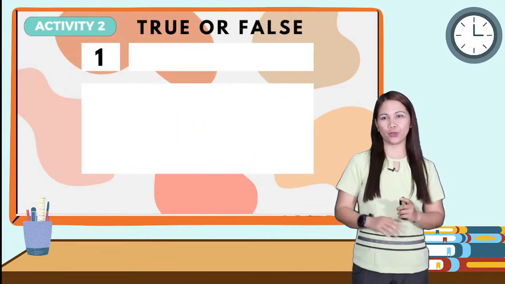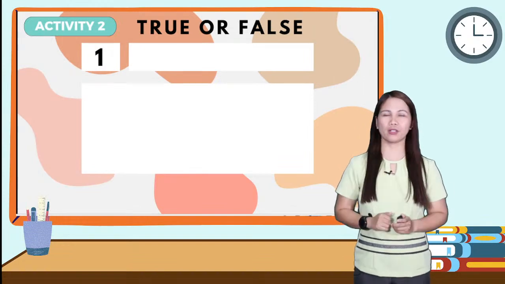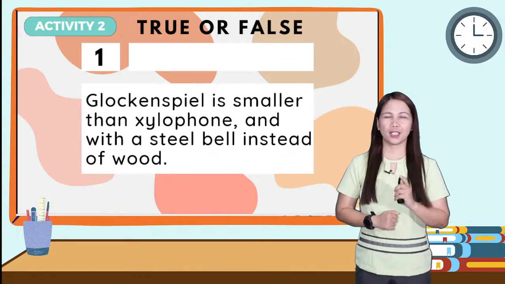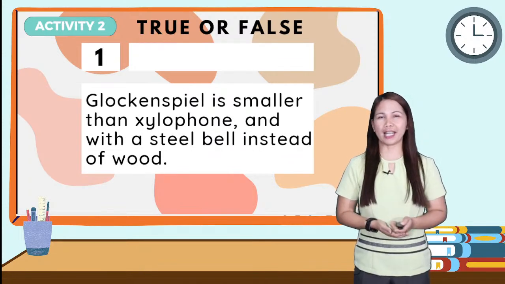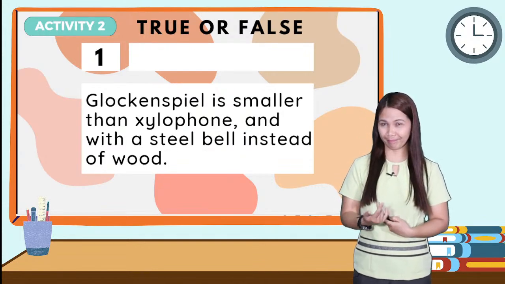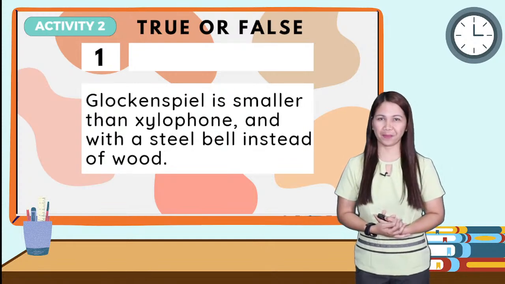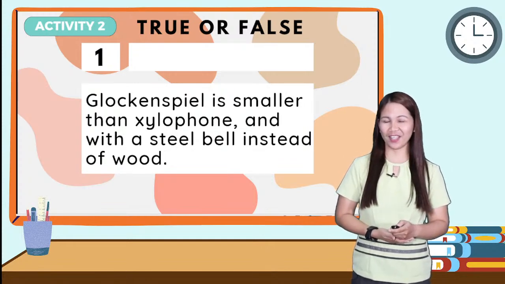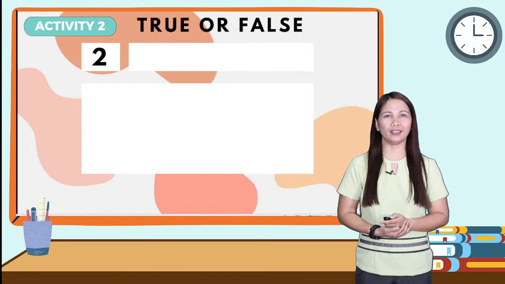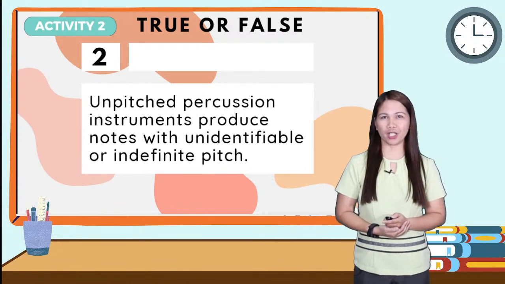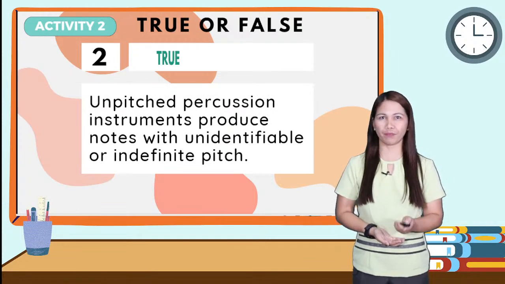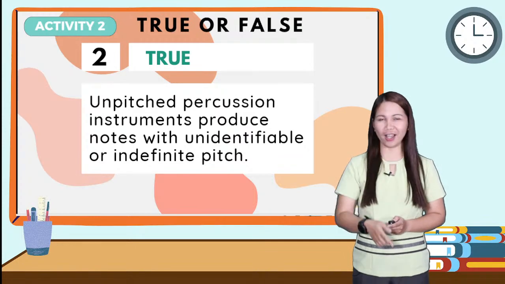For activity two, write true or false. And if it's false, give the correct answer. Number one, glockenspiel is smaller than xylophone and with a steel bell instead of wood. Is it true or false? What is your answer? That is true. Moving on. Number two, unpitched percussion instruments produce notes with unidentifiable or indefinite pitch. Is it true or false? That is right, that is true.